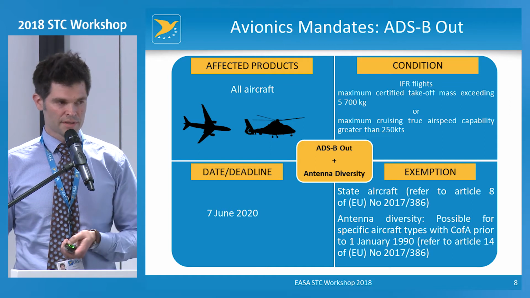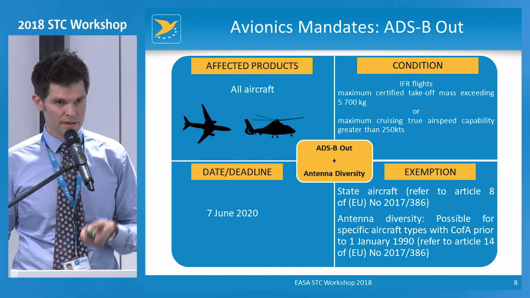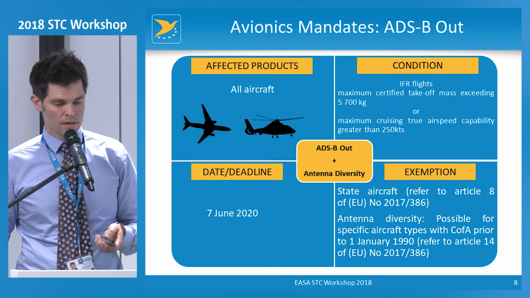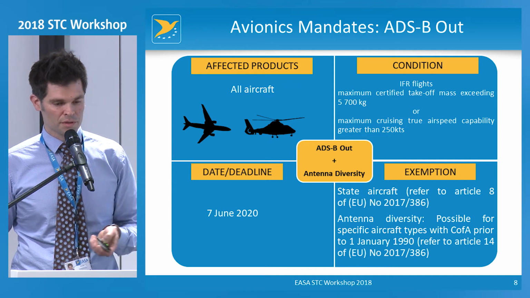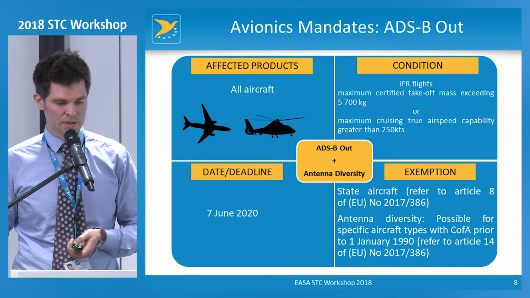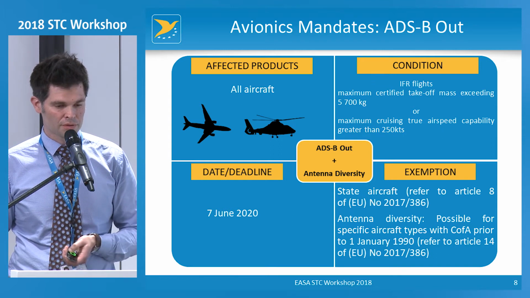You have an exemption for state aircraft and also an exemption for the antenna diversity, meaning that sometimes you're not obliged to equip with both antennas, top and bottom antenna. And this is possible for specific aircraft types with a COFA prior to 1st January 1990.